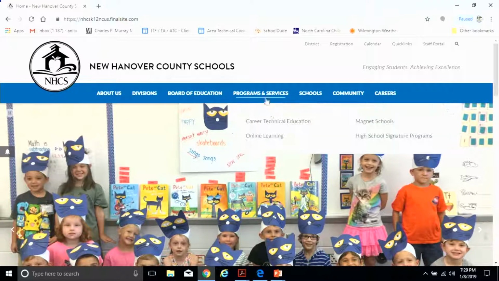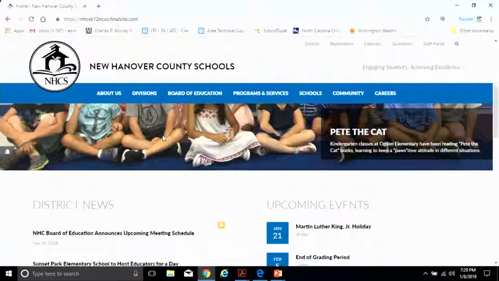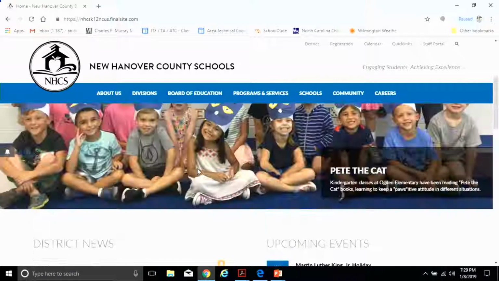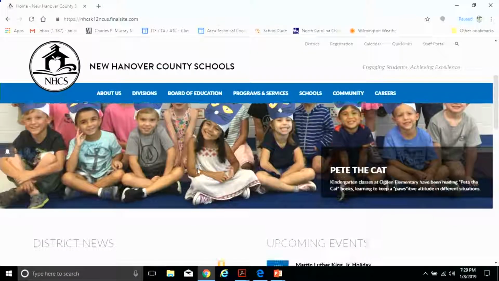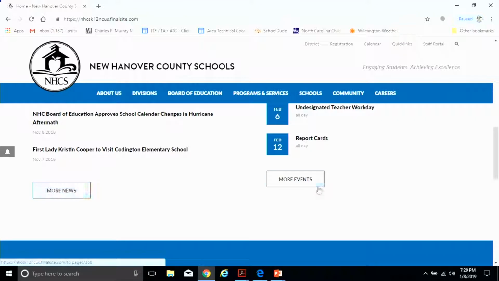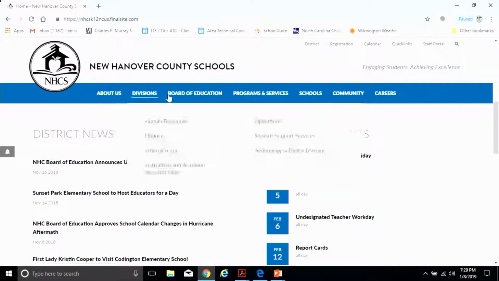So what you're looking at now is a sample of what the home page would look like. It is a responsive site, so depending on the size of your screen, whether it's a tablet, a phone, big monitor, small monitor, it'll adjust to fill up the page. At the top, we have the ability to put pictures. We'll have the district news, calendars, and you can always get to previous stuff by clicking on more news or more events. Then up here, we have headings.